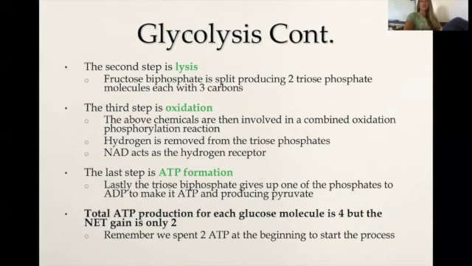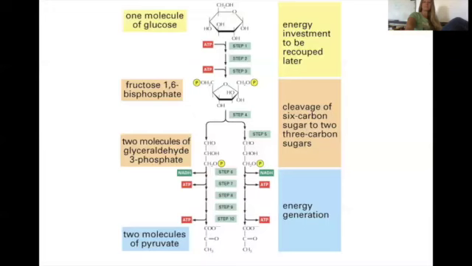The second step is oxidation. So the above chemicals are then involved in a combined oxidative phosphorylation reaction. Hydrogen is removed from triose phosphates, and NAD accepts that hydrogen. The last step is ATP formation. So lastly, the triose biphosphate gives up one of its phosphates to ADP to make ATP and producing pyruvate. Total ATP production for each glucose is 4, but the net is only 2. Here it is in pictorial form.